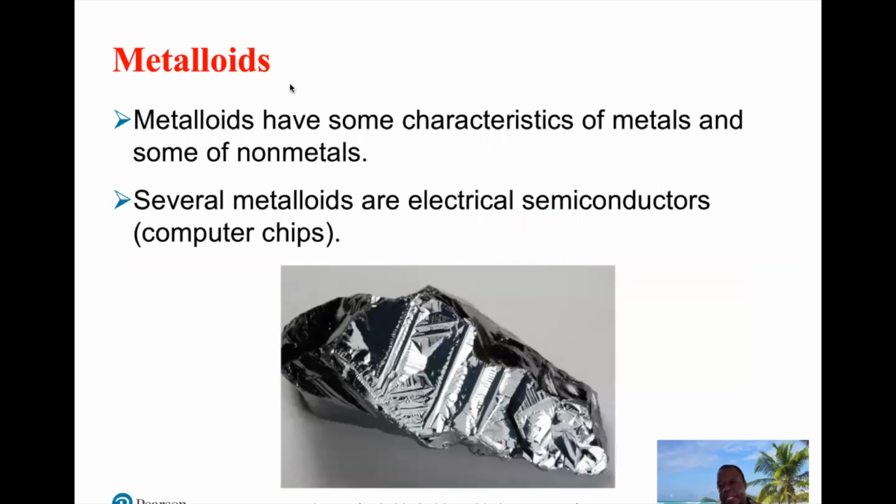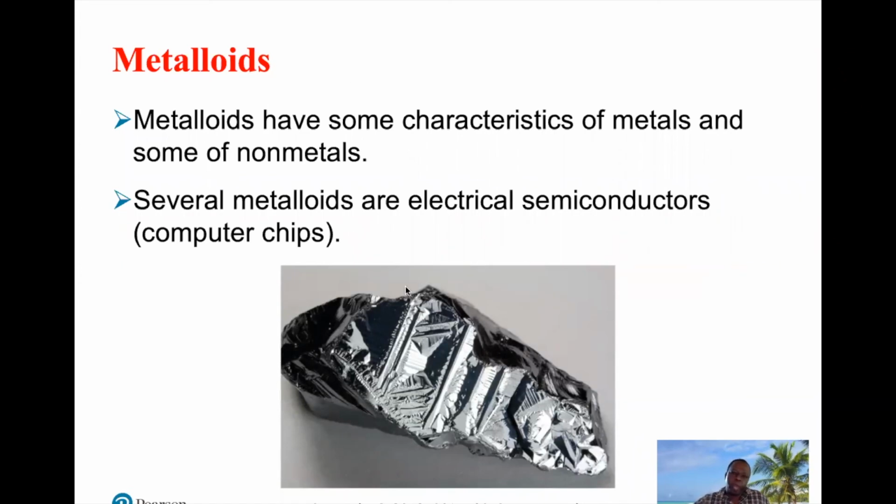Now, metalloids are semi-metals. Their properties go in between those of metals and non-metals. For example, I believe this is silicon. It looks like a metal, but it does not conduct electricity. That is silicon you see on the screen.